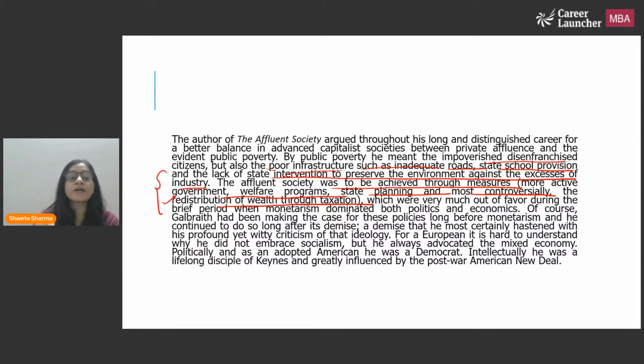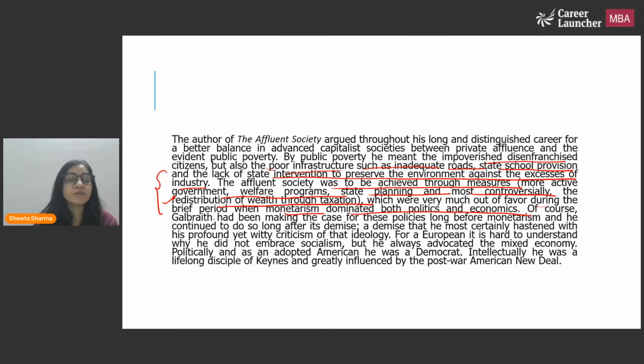कि आपको क्या करना पड़ेगा, आपका जो पूरा टैक्सेशन वाला वेल्थ है उसको आपको रीडिस्ट्रीब्यूट करना चाहिए, या तो ज्यादा टैक्स करो, जो ज्यादा एफ्लुएंट लोग हैं, the elite class of the society who were earning more, they should be taxed more, which was very much out of favor during the brief period when monetarism dominated both politics and economics.